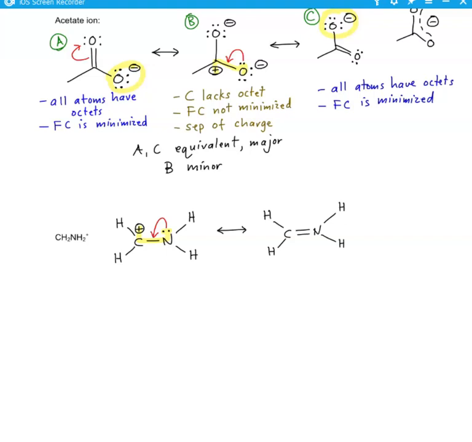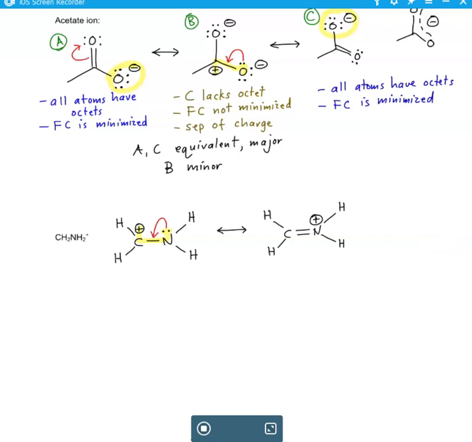Okay, so here's the resulting structure. Now take a minute and look at that structure and see if you can tell what's missing. If you said that there's a formal charge missing, you are correct. There should be a formal charge of +1 on the nitrogen.